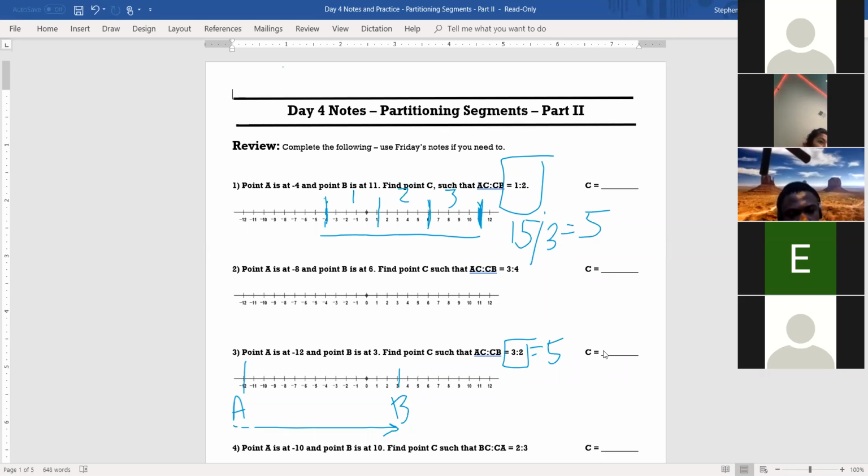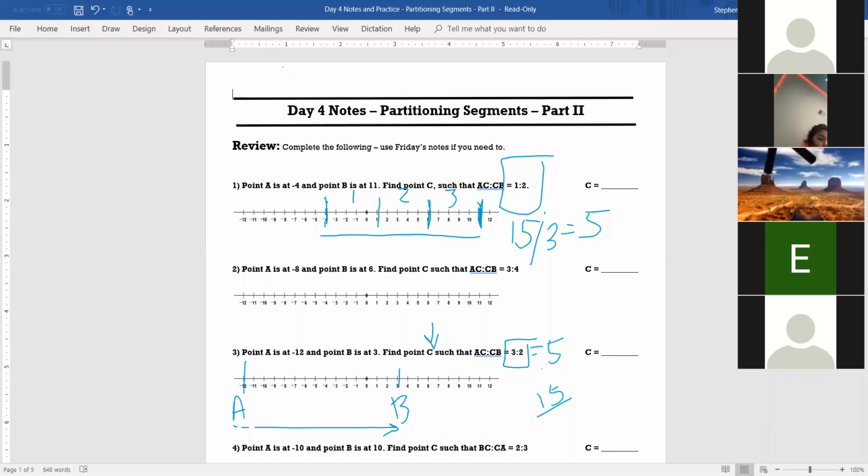But how do we determine where, from point A, to put point C? Well, we could take negative 12 and add 5 3 times. Well, 5 times 3 is 15, right? No, that's not going to work. Let me erase that.